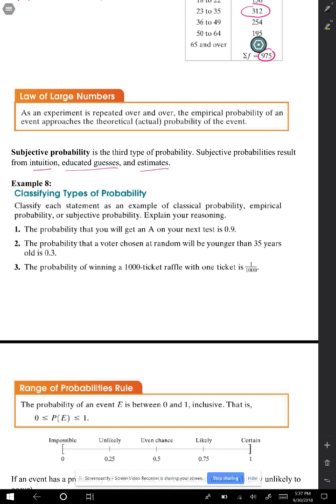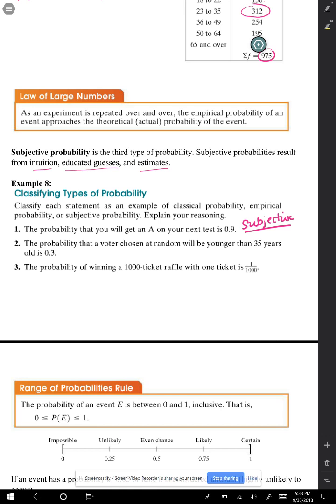Maybe you're basing it on what the material's covering, and you're like, oh, I really understand this, so I'm going to get an A because this is easy. Or maybe you're basing it on, well, I made an A on the last test, so I think I'll probably make an A on this. But this is definitely an educated guess. So this is subjective. Since you haven't taken the test yet, you don't really have any past experience with it to determine what you're going to make on it. You're guessing that you're going to make an A.